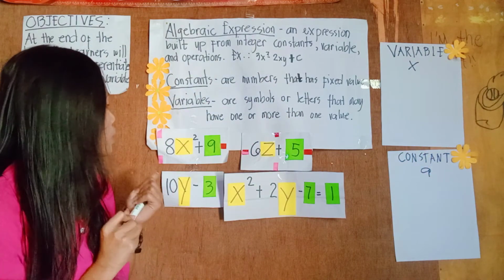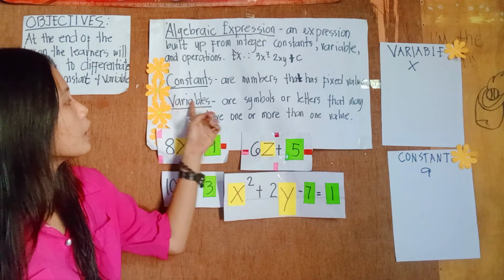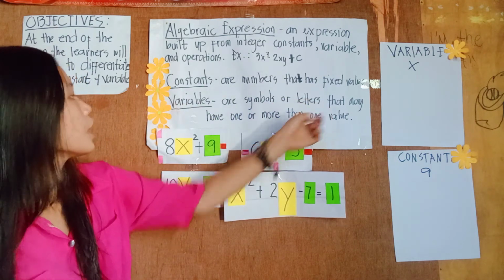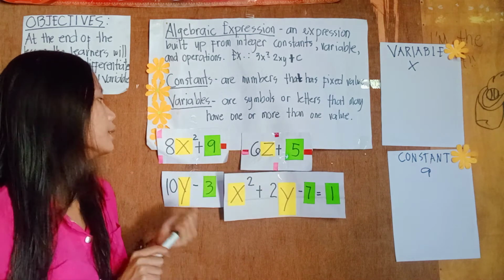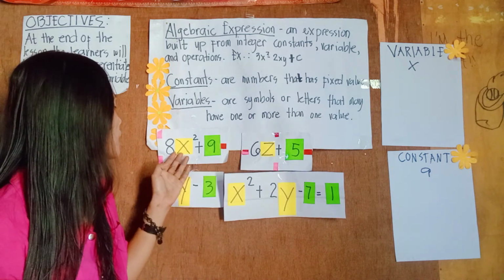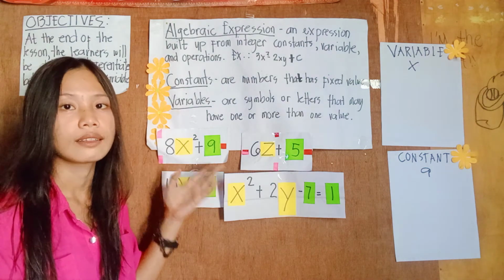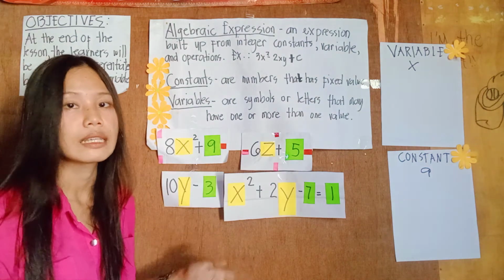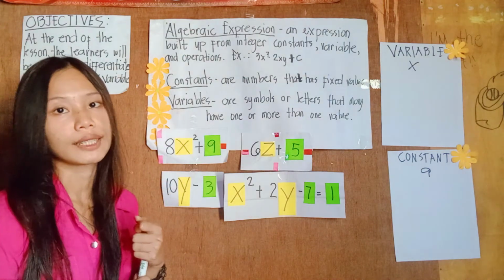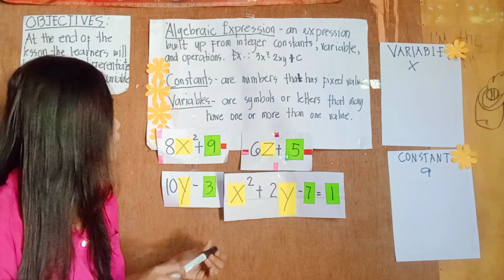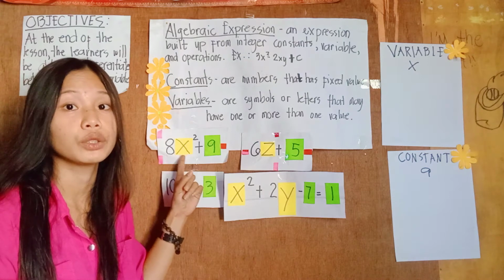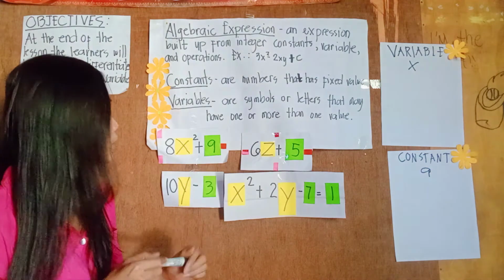Okay. So, since the meaning of variable is symbols or letter that may have one or more than one value, so usually this variable was written beside the coefficient. Okay, and every variable has a value of 1. Okay, so let's move on.